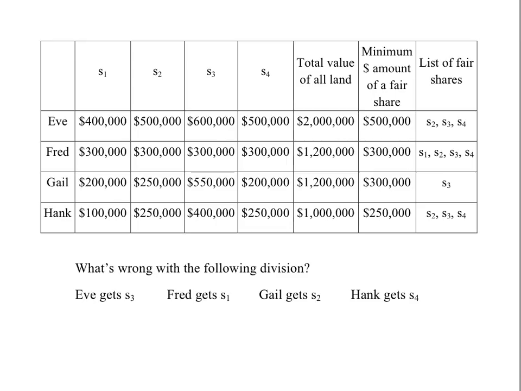So the real problem is trying to give Gail S2. That is bad news, right? Eve getting S3 is okay. Fred getting S1 is okay. Hank getting S4 is okay. When I say okay, I mean in and of themselves, these are acceptable shares to give each of those players, but the unacceptable thing to do is to give Gail S2.